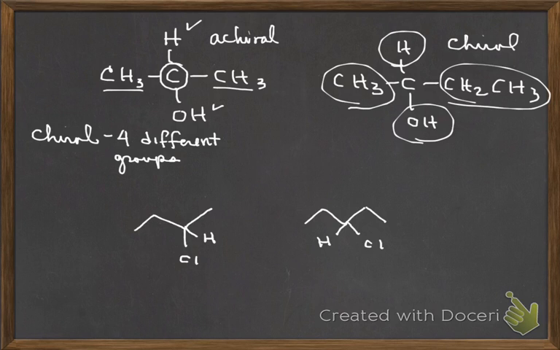What about, here's a bond line drawing. When you do bond line drawings, draw the hydrogen in. Sometimes they don't draw them, and if you're trying to determine whether or not it's chiral, it's important that you have the hydrogen drawn. Chiral or achiral? Chiral, because that's a CH3, CH2, CH3, H, and a Cl. The rule is 4 different groups.